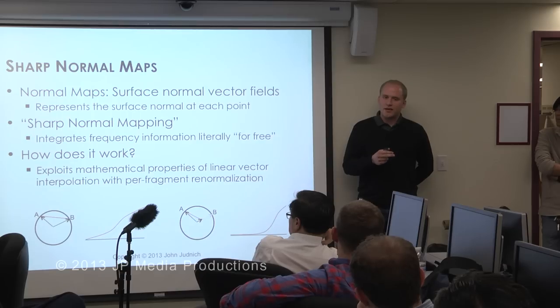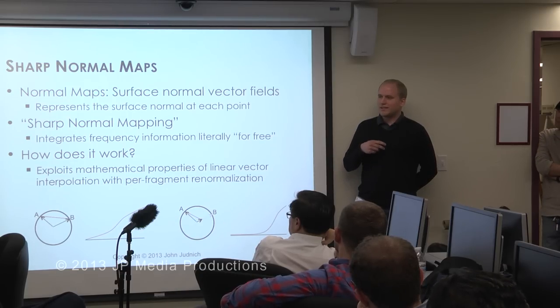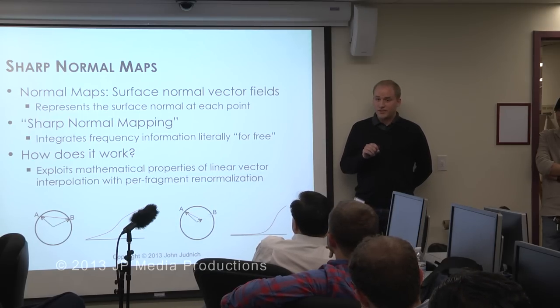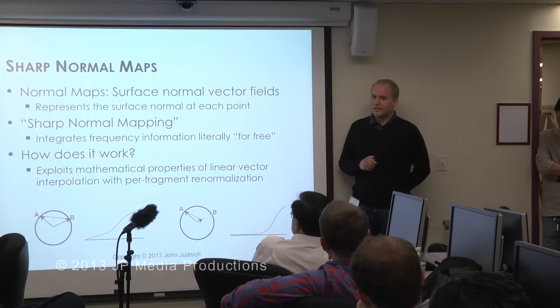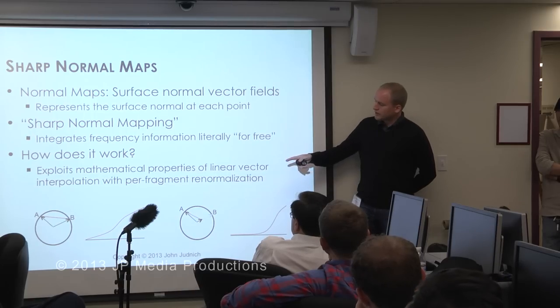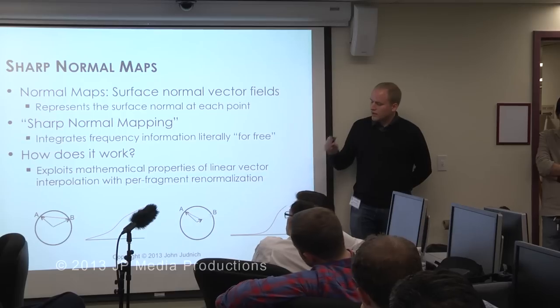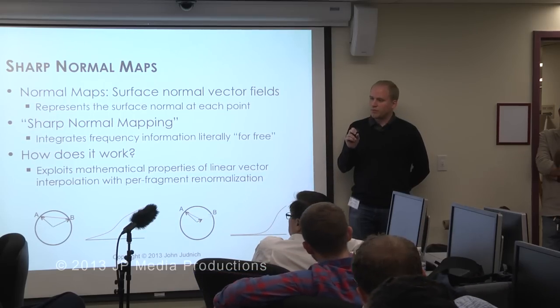So I use that scale to represent frequency information, and it works in current hardware, no memory overhead, no computational overhead, and it gives you a visual, perceptual result of doubling your resolution. The way it works is you scale down the unit vectors, the normal vectors of points that you want to appear more sharp.